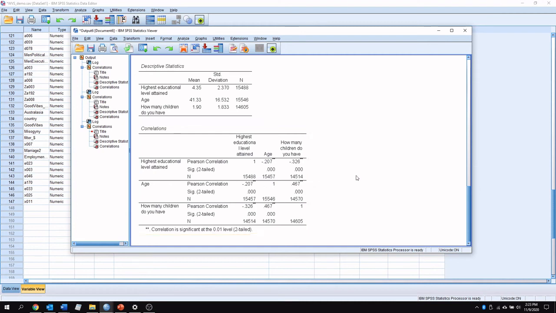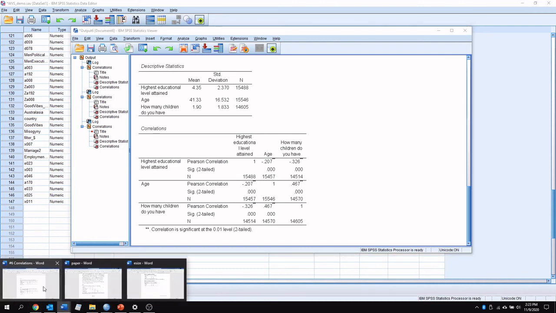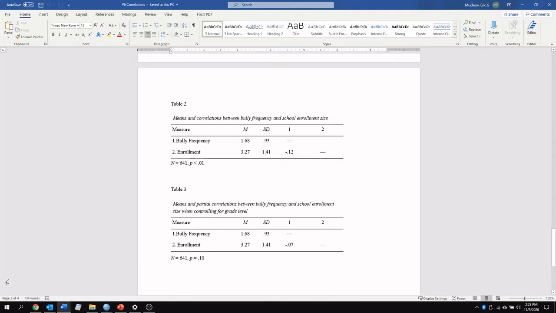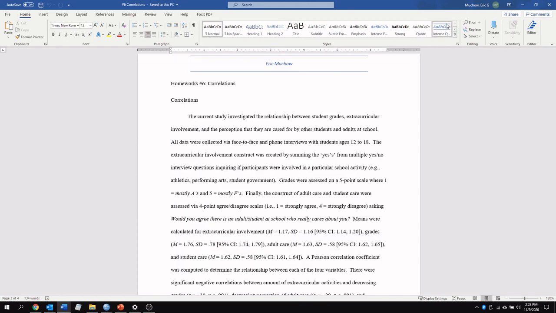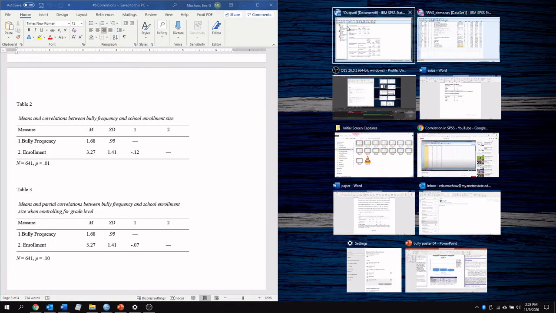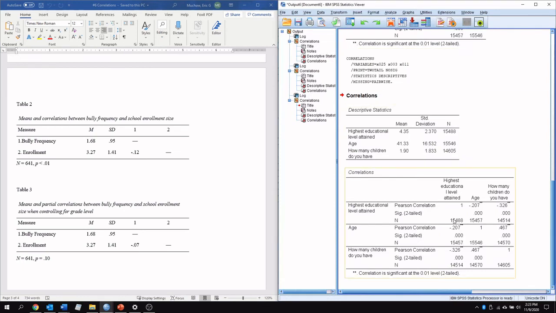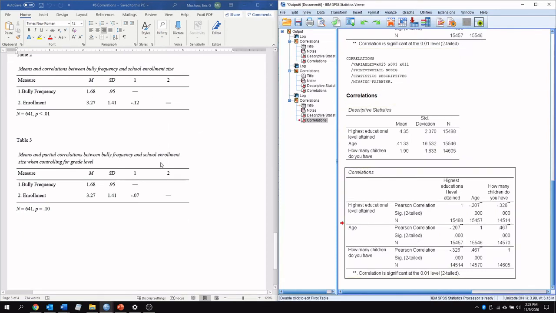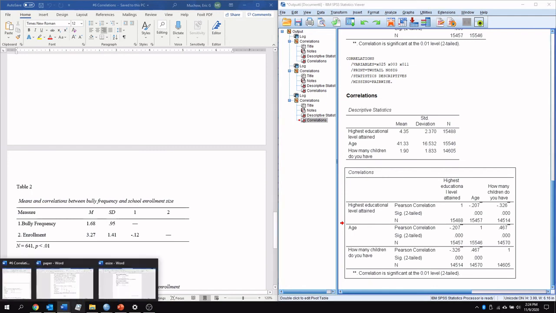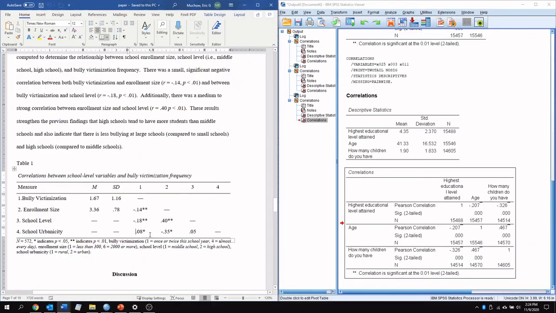And I want to give you guys just a quick peek at what an APA style table would look like for a correlation. And we'll just pop over here. So it's going to look quite a lot like our output that we have here, with some notable differences. Let's actually look at this one.